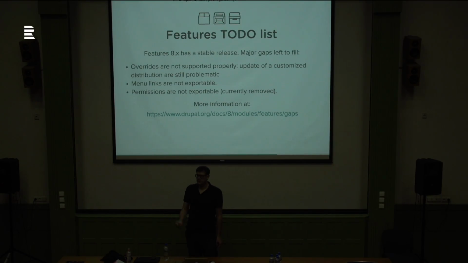It has a stable release now. It's 8.3.1, I believe. But there's still some gaps. For example, menu links need a separate module that treats them, and permissions are not exportable the same way as they were in Drupal 7, because the permissions are part of the user role, and you cannot just mangle them out in a good way. So there's an issue that says won't fix. But yeah, maybe there will be another solution that can be found for making this work nicely.